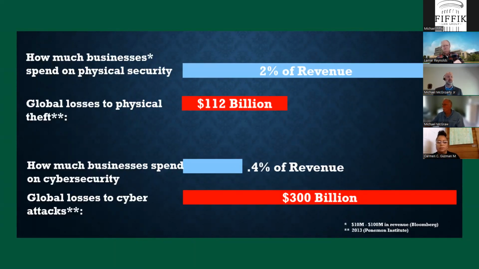Doesn't make any sense. Why is everybody spending so much money on physical security for a smaller amount of losses, when they're spending a quarter of that on cybersecurity and experiencing almost three times the number of losses? Now, I think it's a double-edged sword, because I think the increased spending on physical security helps cut down on the physical theft. But until you get that revenue up, they're just going to keep happening.